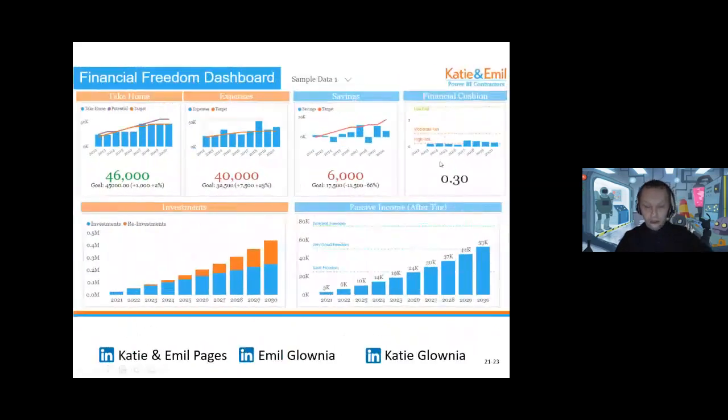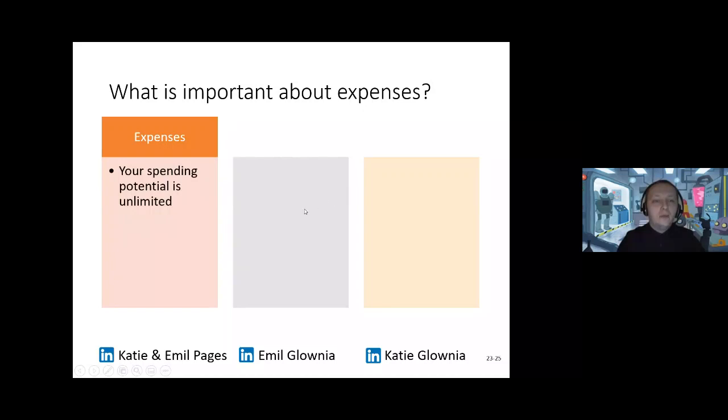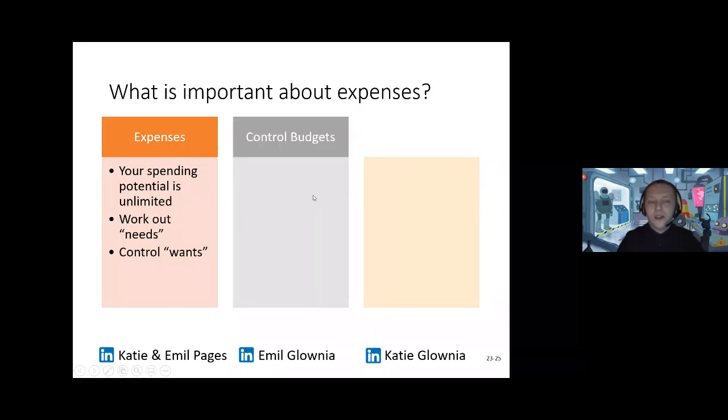Now, coming to the next one. Expenses. So expenses target, really important to control your expenses. I didn't really control my expenses, but there are ways to do that. The thing to bear in mind is your spending potential is unlimited. You can have $1 million, you can spend it within a day. It's unlimited. On the other hand, if you work out your needs, you will see that there is a minimum that you do need to spend, and you need to control your wants.